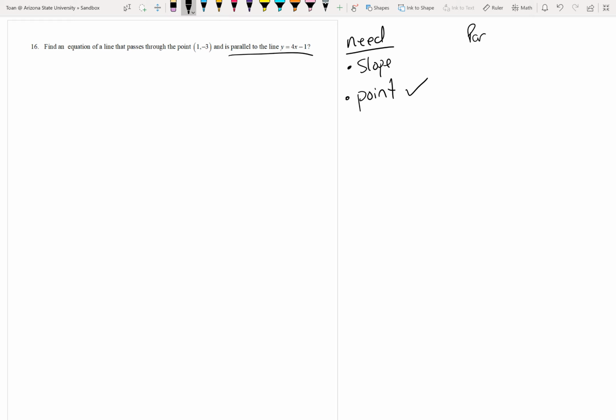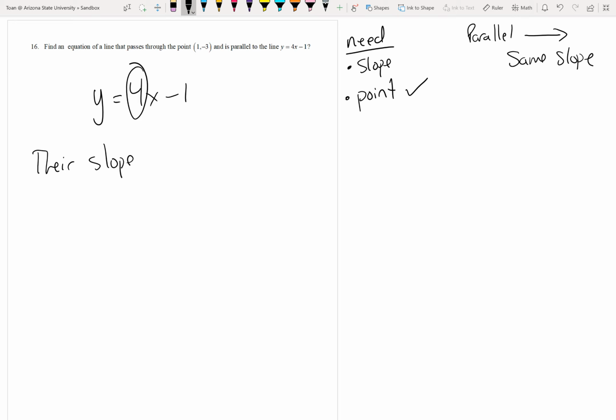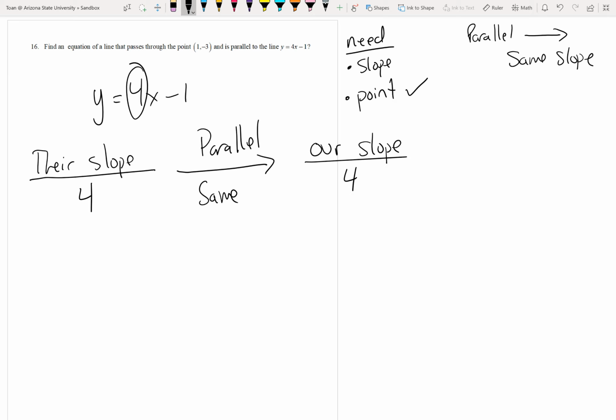Well, the only information they give us is it's parallel. So we have to remember that parallel means same slope. So when we go on our hunt for a slope, I know it has to have the same slope as this line. Well, since they give us the equation in slope-intercept form, there's not a lot of work done. We can just look at it. We know that their slope is 4, just by reading. Well, since we want a parallel line, the idea is parallel lines will have the same slope. That means our slope is also going to be 4.